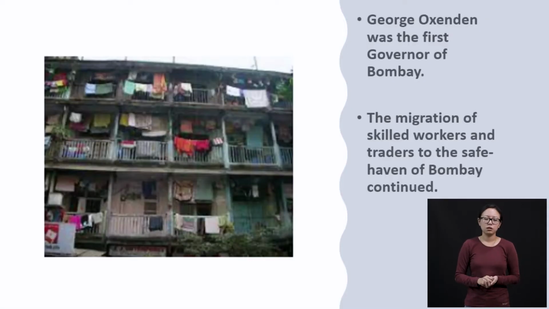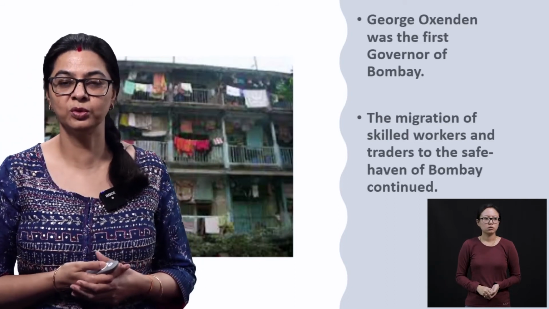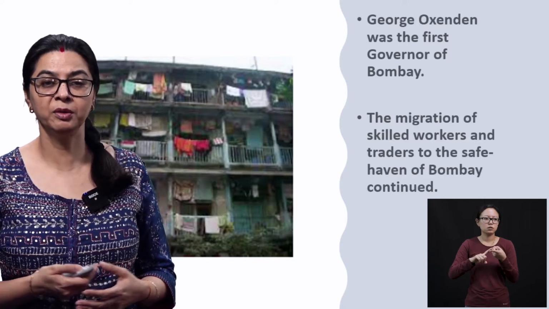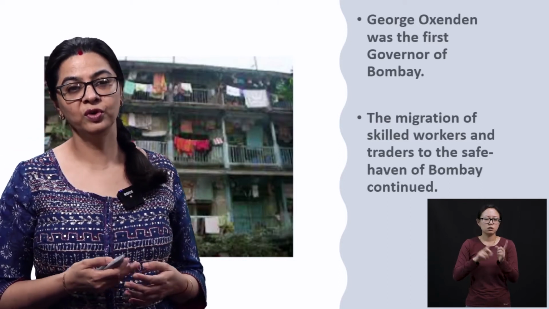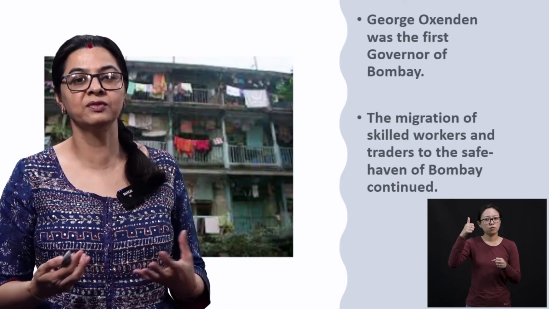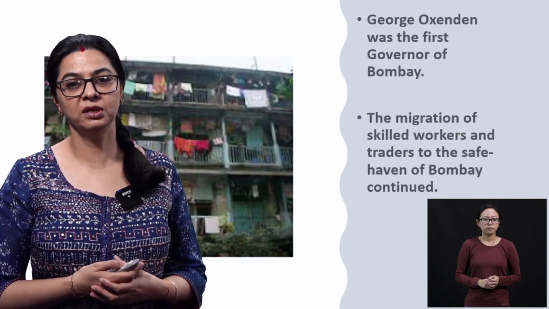These are the chols that you see now also and in previous times also. George Oxenden was the first governor of Bombay. Remember, the Britishers always had governors who were ruling a particular area. The way we have states now, with chief ministers administering, earlier it was the governors.